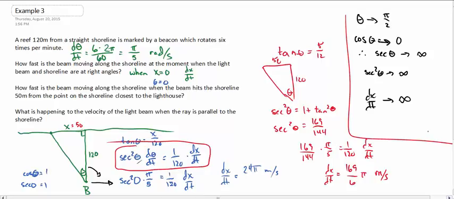So there we go, 3 related rates examples, some involving trig, some sort of involving trig, but not really, and it's really nothing new.